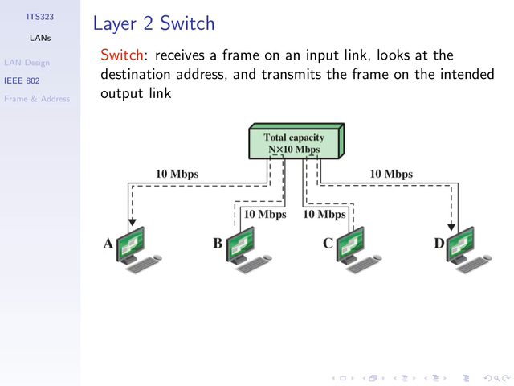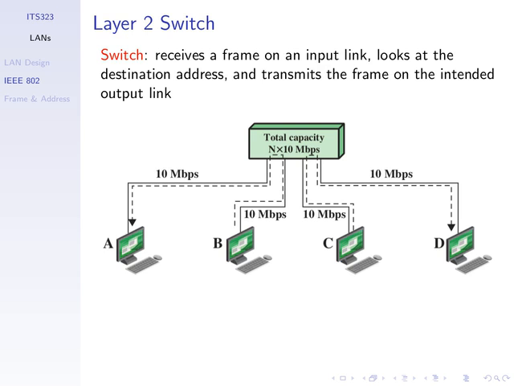B wants to send to C. B sends a signal. I won't draw it as a signal. To make it a little bit easier, I'll draw it as a frame, so some header and some data. And remember, in the header, we include the destination, C. So B sends a signal to the switch, which is in fact a frame. Included in the header is the destination C.